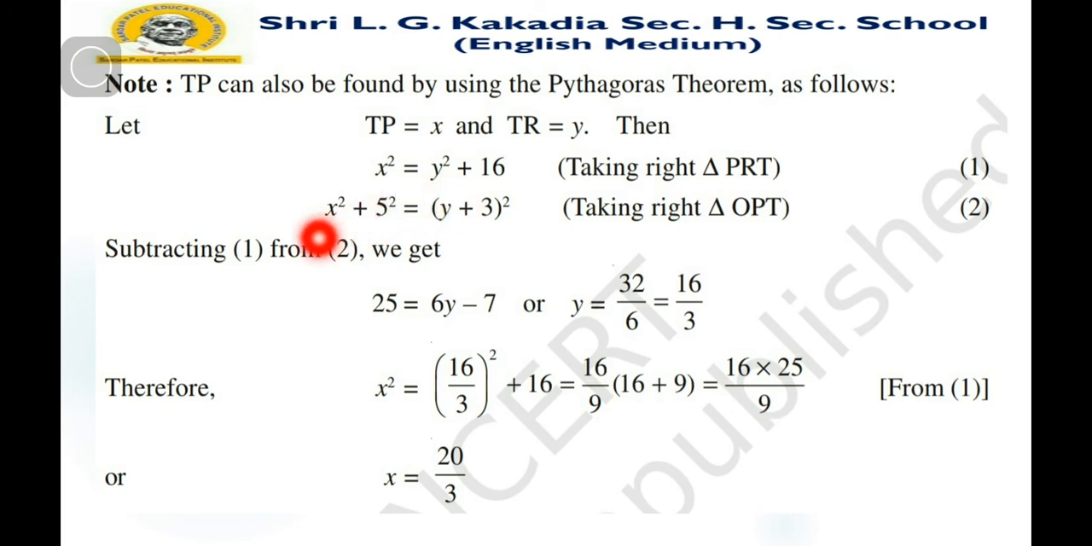Now subtracting equation 1 from equation 2, we get 25 is equal to 6y minus y, or y is equal to 32 over 6, which is equal to 16 over 3. Putting the value in any one of the equations, we find x squared is equal to 16 upon 3 y squared plus 16 by 9, that is 16 into 25 over 9. After taking the positive square root, we find x is equal to 20 upon 3. Using this type of method, we can solve geometrical problems.